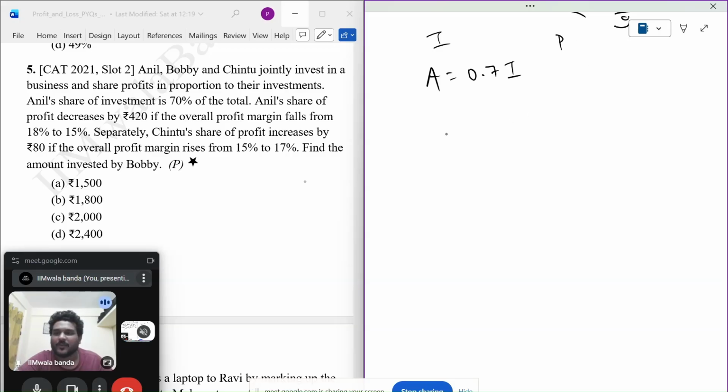Let the overall profit be P. So when it is going from 0.18 to 0.15, Anil's share is decreasing by 420.